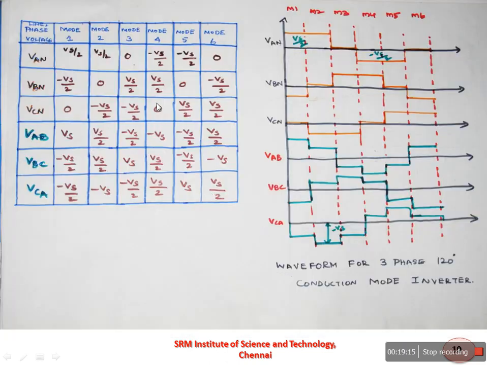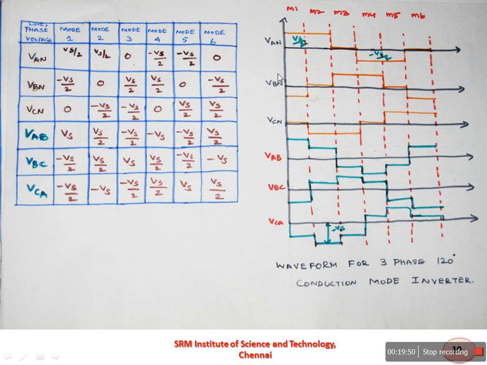So here, the line voltage and phase voltage of the 6 modes of operation have been tabulated. The first three, VAN, VBN, VCN, represent the phase voltages. VAB, VBC and VCA represent the line voltages. For all the 6 modes of operation, VAN, VBN, VCN and VAB, VBC, VCA have been listed in this table. So using this table, we will see how to draw the waveform for a three-phase inverter for 120-degree mode of operation.